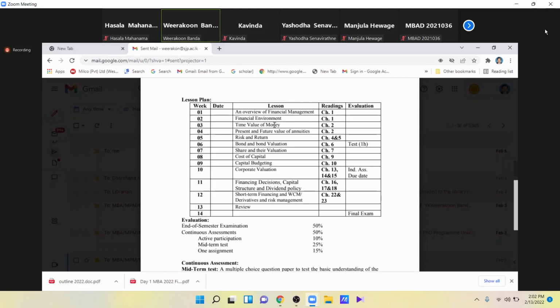Debt and equity capital. At the same time, you have to be concerned about how much we can compensate the shareholders, dividend payment, dividend policy. So that is also a very important topic: financing decisions, capital structure and dividend policy. Then other short-term financing and working capital management.